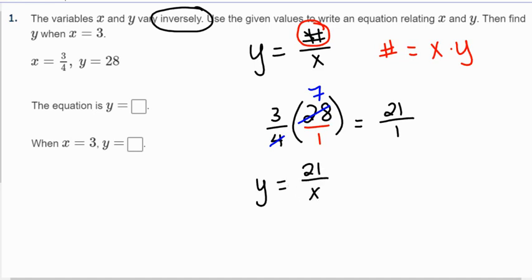And then to find the value of y when x is 3, you simply replace the x part of your equation with 3. So y is going to be 21 over 3. I will let you finish solving that problem.